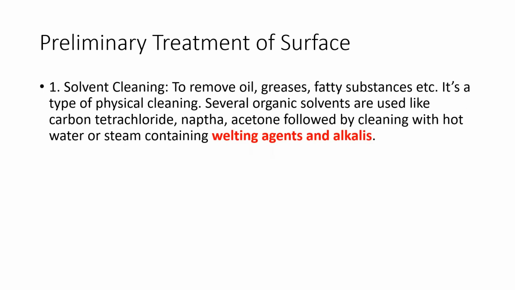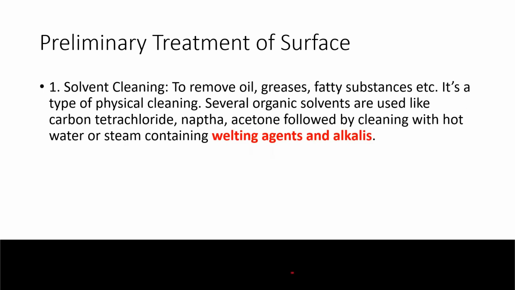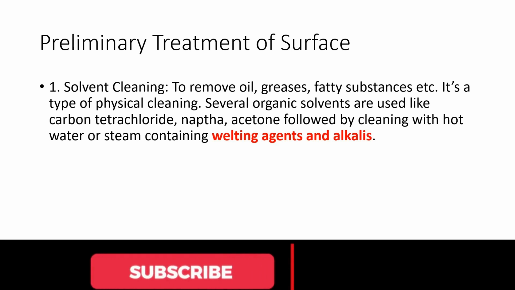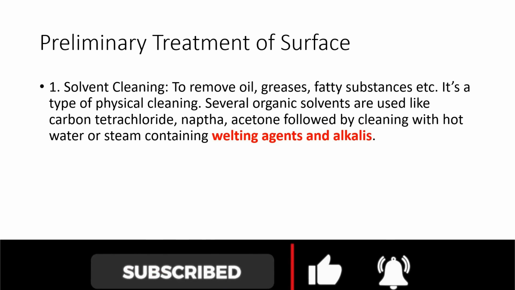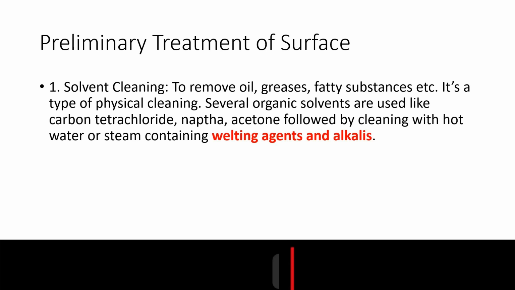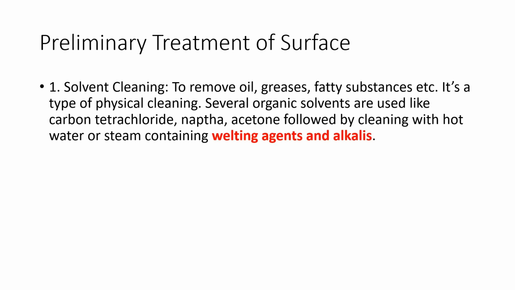So now we will go through the preliminary treatment of surface. That is, prior to surface coating, the surface should be treated preliminarily. A simple example of preliminary treatment is cleaning of the surface. So the first one we will cover is solvent cleaning, as the term suggests. Solvent cleaning means cleaning of the particular surface with the help of a particular solvent.